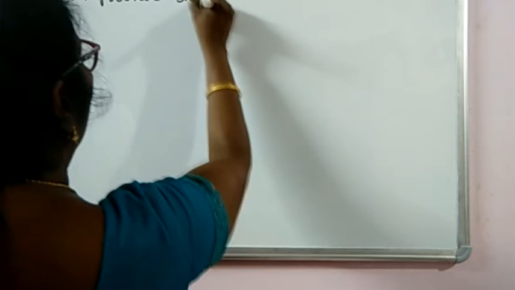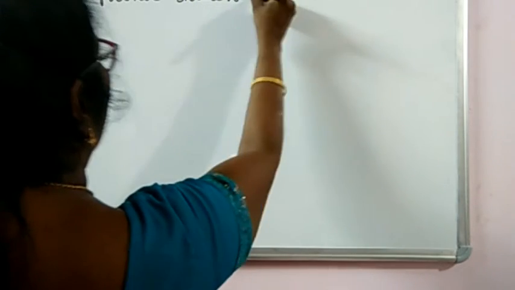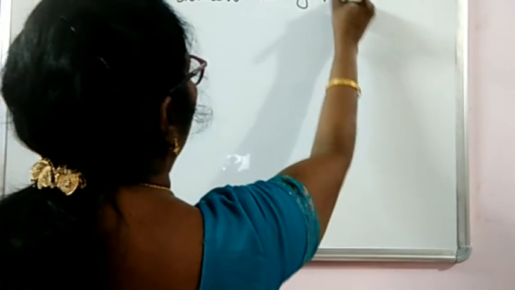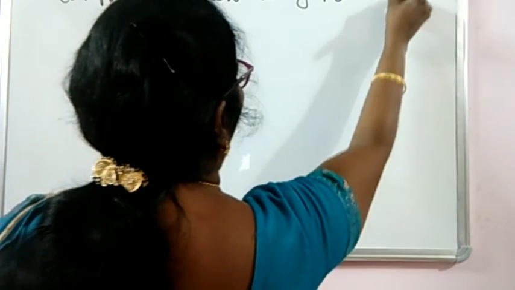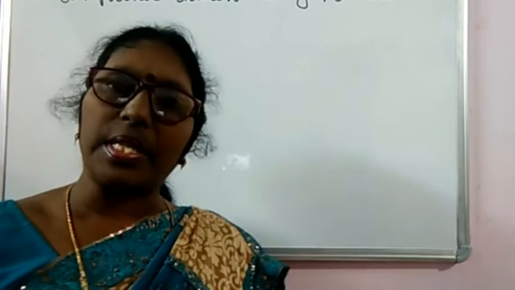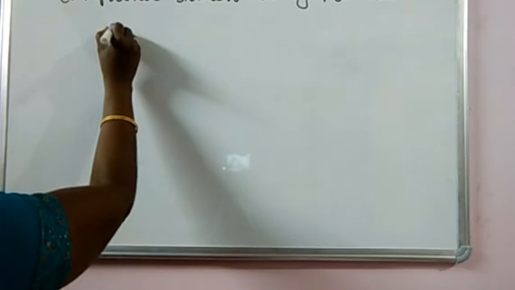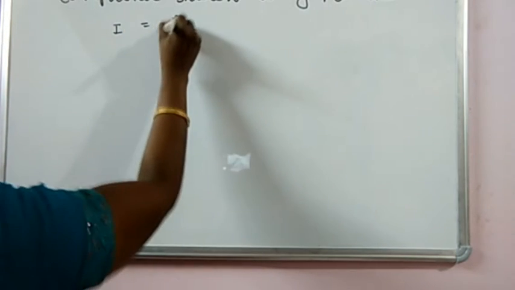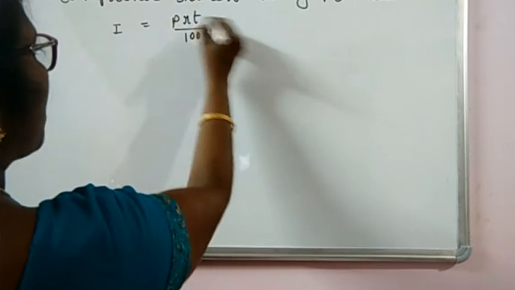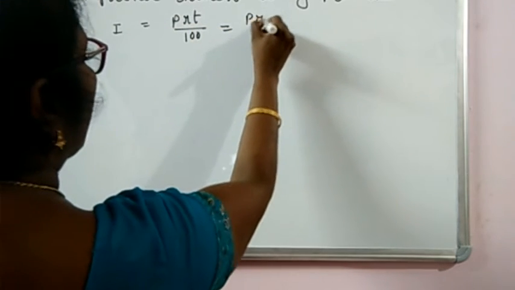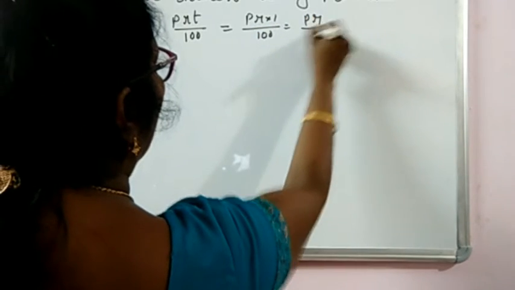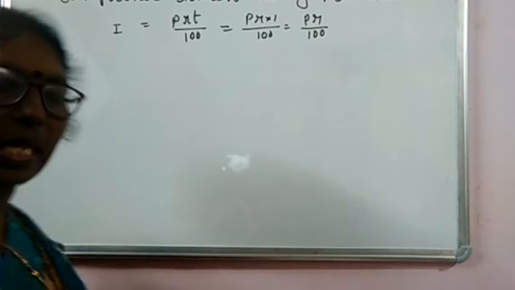What is the formula for finding compound interest? Let me derive and show you using formula. Okay? You know that interest is equal to PRT by 100. If time is 1 year, you will get P into R into 1 by 100, means PR by 100. Yes or no?